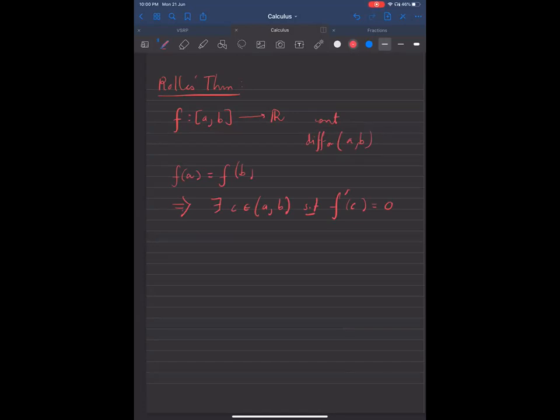And now what is Lagrange's mean value theorem? Again, anyone?